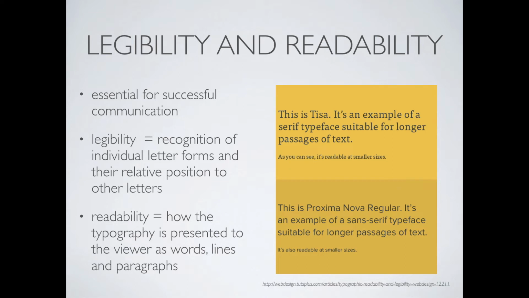Legibility and readability. So fundamentally, we're trying to communicate messages to somebody. We're putting pictures and words together to tell somebody something. You want to make sure that your particular piece is both legible and readable, and they're different. Legibility means, can you recognize the individual letters and their relative position to other letters? Is it clear? Are the letters themselves clear? And readability is, how is the typography presented to the viewer as words, lines, and paragraphs?